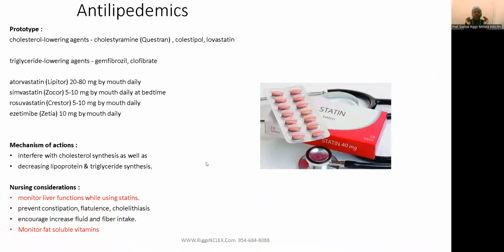But for the entire family, it doesn't matter which one, whether they're on Lipitor, Zocor, Crestor, all of them, we need to monitor liver function while they're on any statin, okay? We want to do that. The other thing that's important to monitor is their fat-soluble vitamins. If you remember, your fat-soluble vitamins are ADEK. That's the little acronym we use, right? Vitamin A, vitamin D, vitamin E, and vitamin K are all fat-soluble vitamins.